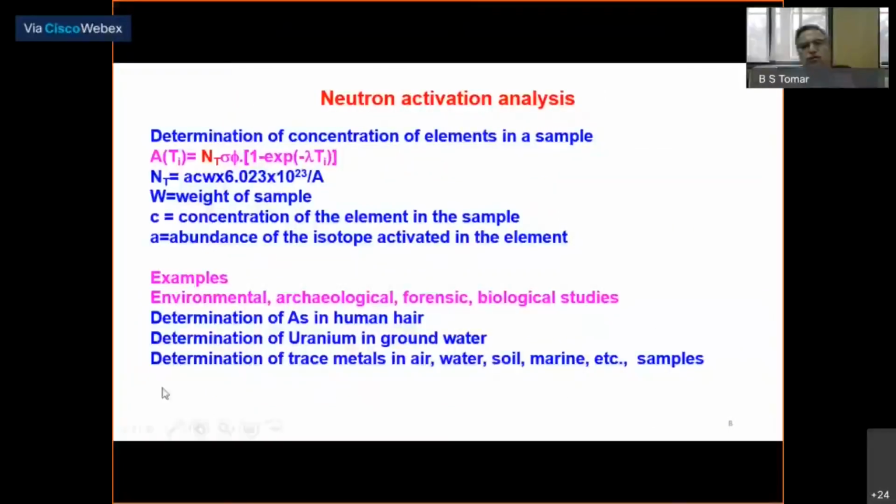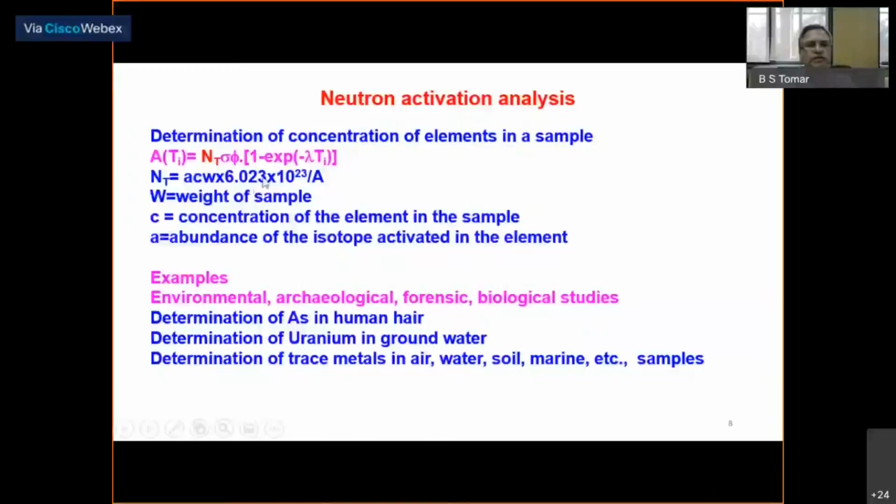Now, neutron-induced reactions are widely used in many applications. Of course, production of isotopes is one of them, which I will discuss in more detail in the coming lectures. But in addition to that, neutron activation analysis is widely used in different subjects, wherein you determine the concentration of the elements in a sample. So how do you determine the concentrations?